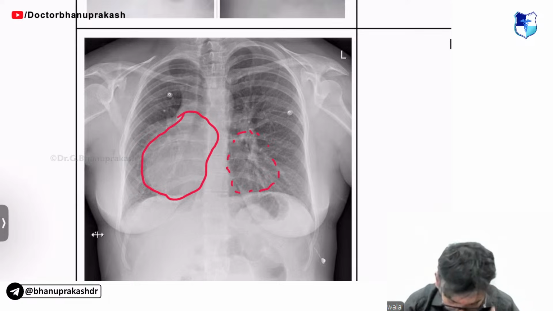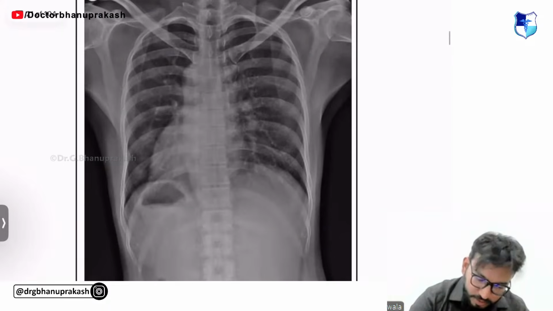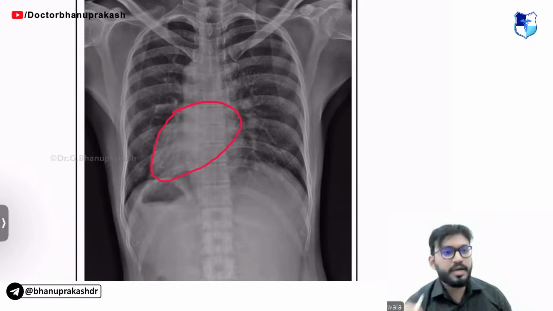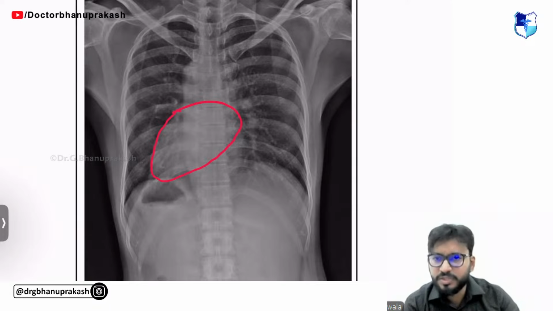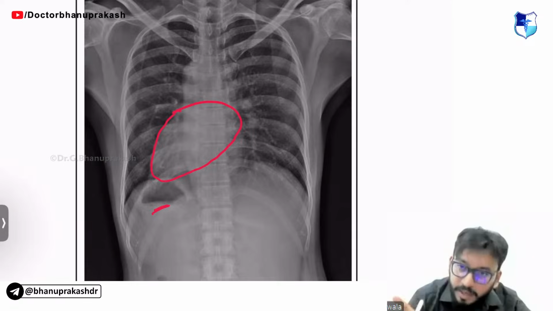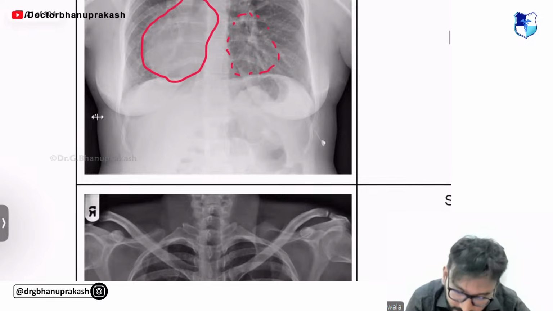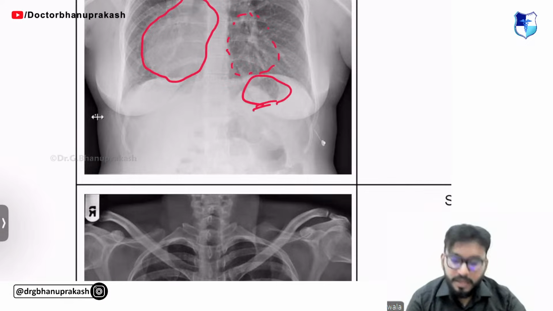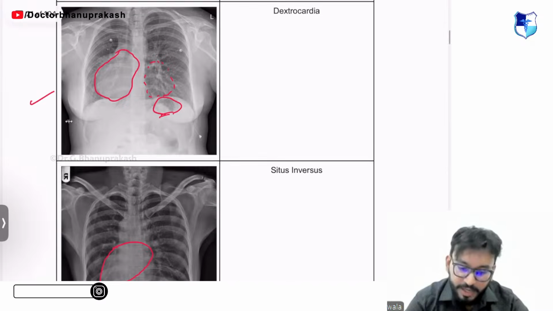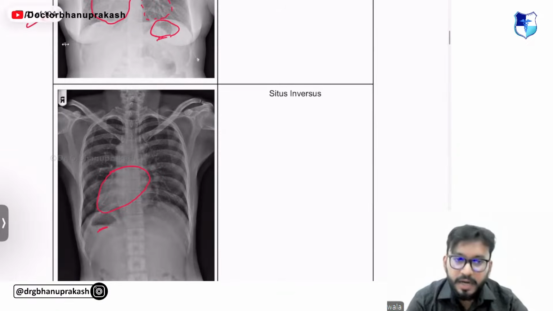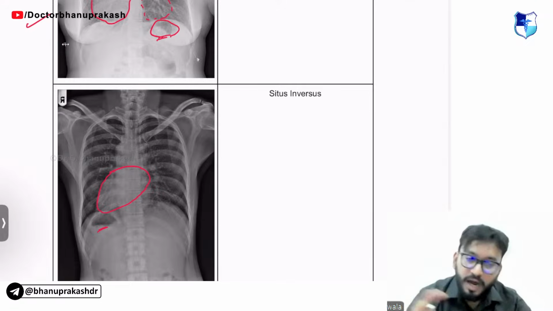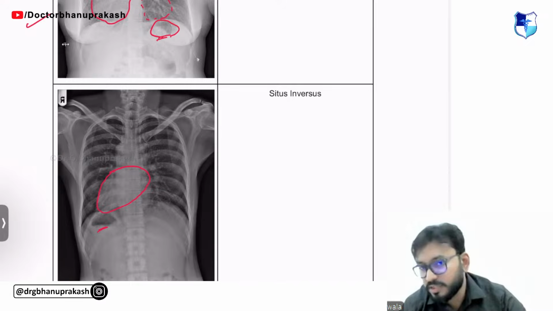So this is dextrocardia, guys, and look at this. Heart again is on the right side. What is the difference between these two images? Look at the gastric bubble. Here the gastric bubble means the stomach is also on the right. Here, the gastric bubble is on the left. It means that in the top image, only the heart is on the right. This is dextrocardia. In the bottom image, the heart and the stomach are on the right, which means situs inversus, meaning along with the heart, the stomach is also shifted towards the opposite side.